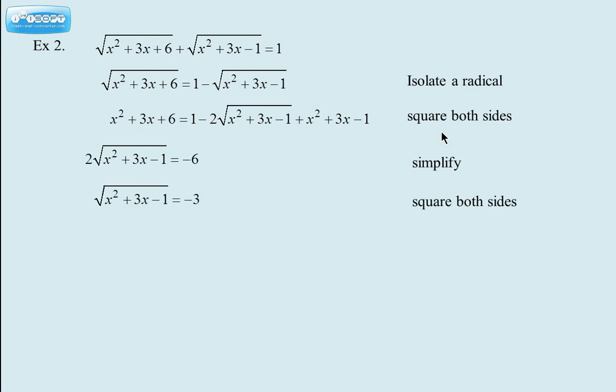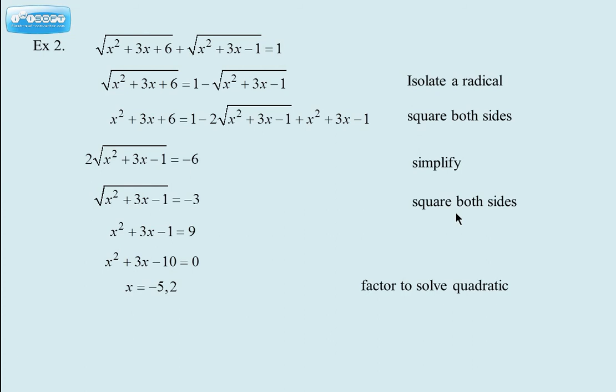and we end up with radical x squared plus 3x minus 1 equals -3. We now have a simpler radical equation, but we still have to square both sides, and we obtain the following. You should notice that this is an equation of quadratic form. To solve quadratics, they should be equal to 0. So we subtract 9 from both sides, factor, and our solutions are -5, 2.